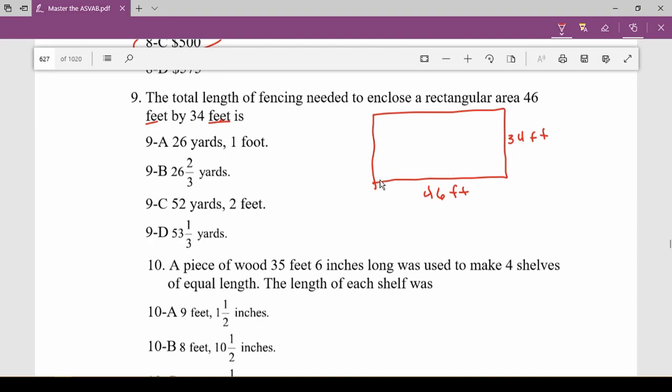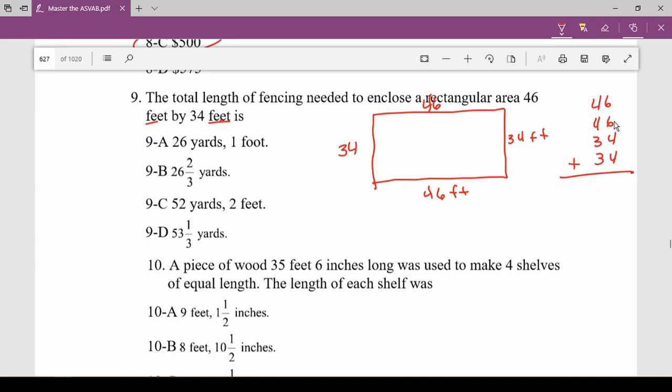Again, if I was interested in covering the face of the rectangle, I'd be using area. Since I want to know the length of fencing, I'm going to use perimeter. And perimeter of a rectangle or anything is to add up all the sides. So I'm going to do 46 plus 46 plus 34 plus 34.